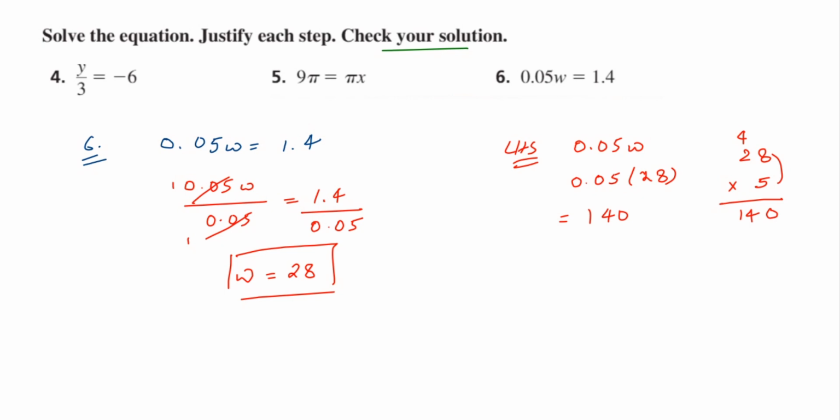How to do it? In 0.05, there are 2 digits after decimal point. So in the product we obtain, we have to put decimal point in such a way that there are exactly 2 digits after decimal point. So you have to place it here after 1. If you place it here, you can see that we have 2 digits after decimal point. Therefore, the answer is 1.40, which is same as 1.4, and your RHS is 1.4. You can see that LHS and RHS are same, they are equal. This means your solution is correct.